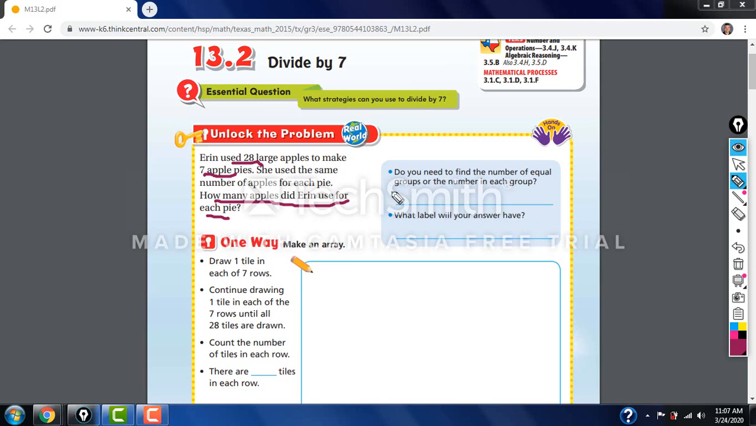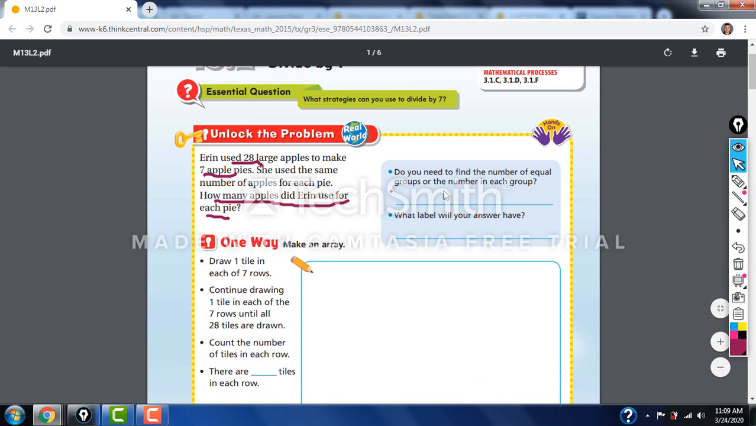So let's take a look at this question here. Do you need to find out the number of equal groups or the number in each group? And what label will your answer have? So let's take a few minutes to review that. I will pause the video right now so that you can answer those questions, and we will come back to that shortly.